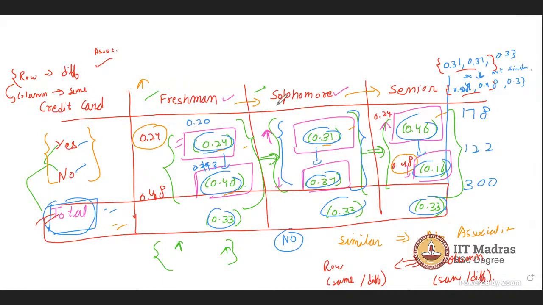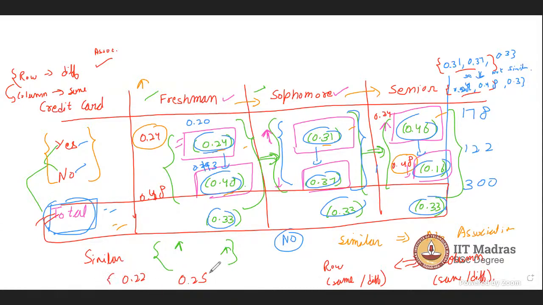Excuse me, sir. For not associated, the row relative frequencies need to be the same. Sir, should it be exactly the same, or should the trend be the same for all the rows? See, it's up to you. It's not the same, it's similar. It's up to you if you want to consider 0.22 and 0.25 similar or not.